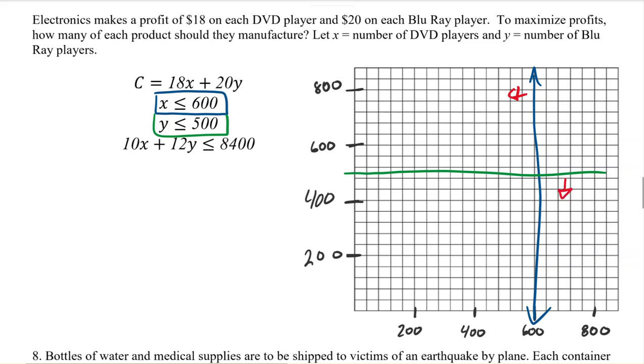And we've got another one, 10x plus 12y less than or equal to 8400. So 10 goes into 8400, that would be 840, so our x-intercept is 840. It's right out here. 12 goes into 84 7 times, so this would be 700. So that would be right there. We'll draw our lines. Oops, let's do that better than that.